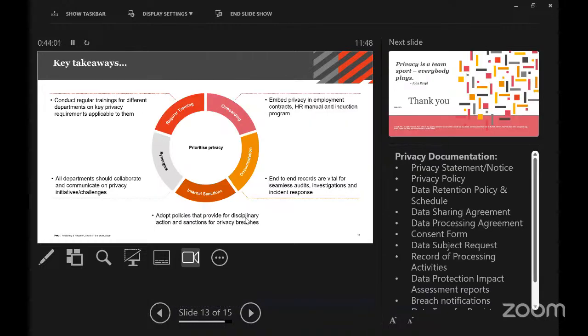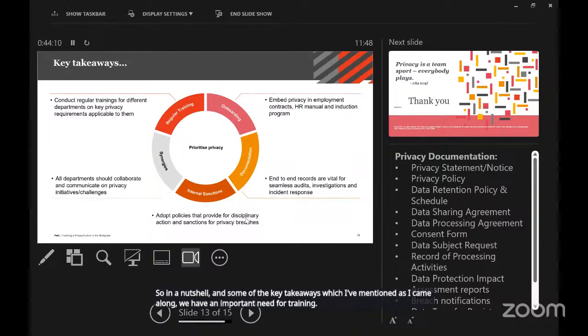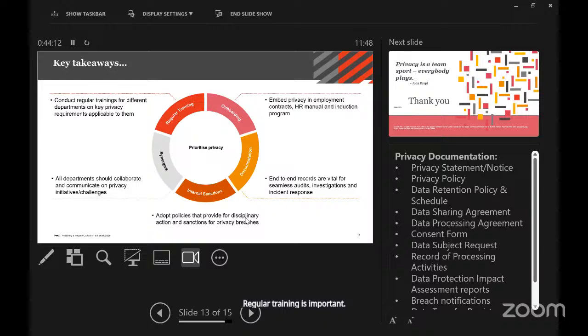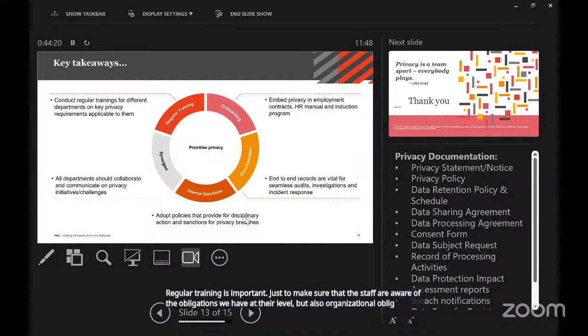So in a nutshell, and some of the key takeaways which I've mentioned as I came along, we have an important need for training. Regular training is important, just to make sure that the staff are aware of the obligations they have at their level, but also organizational obligations, so that there's that understanding and also ownership around what is required and taking it seriously.